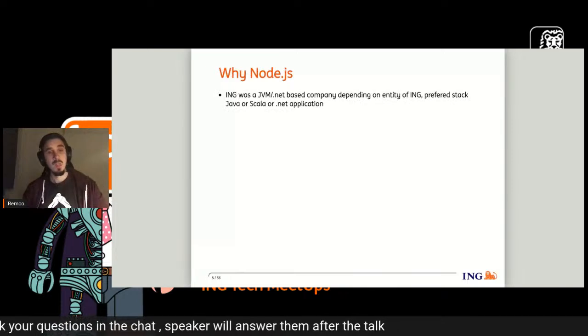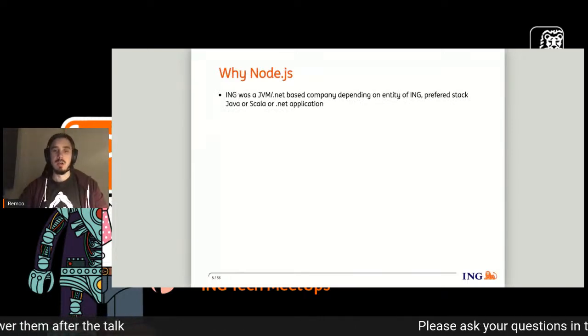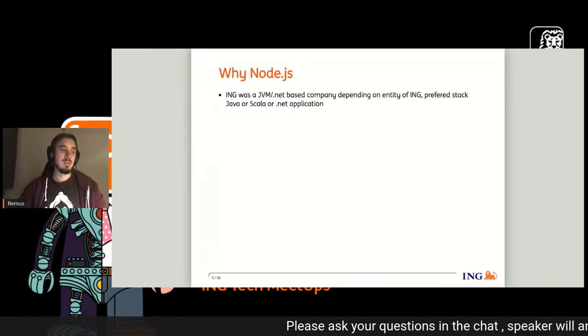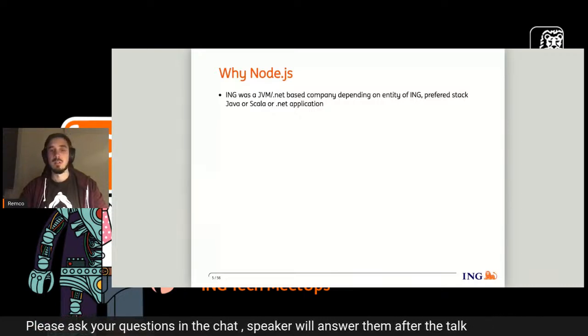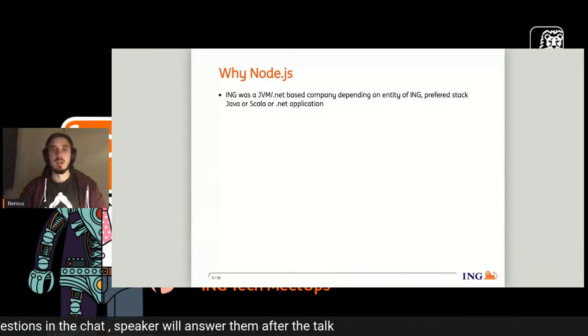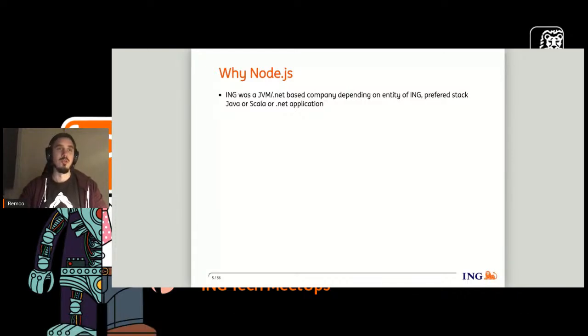But as you might know, many big companies are very JVM based or .NET based. And in ING, that's no difference. It depends on which entity you are within ING, if you're either JVM or .NET based. So that's also a preferred stack for all the different new applications that you start and you're making. So Node.js was not on that list and wasn't a priority back in the day.